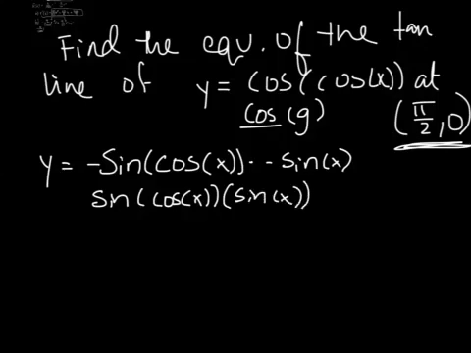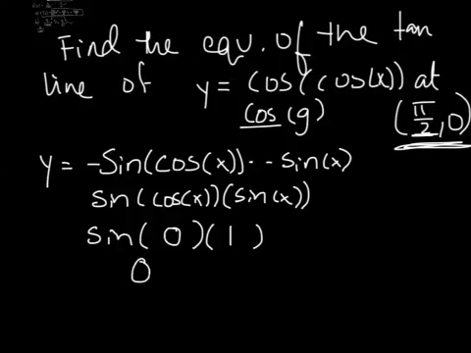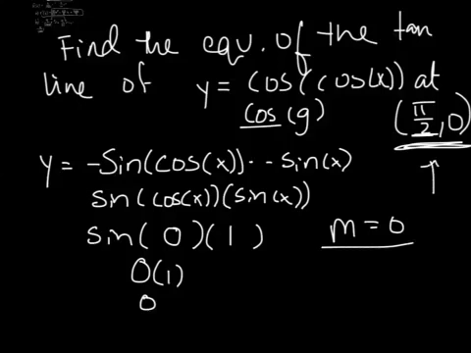Since I am substituting in pi over 2, I would have the sine of, what's the cosine of pi over 2? 0. Multiplied by sine of pi over 2, which is 1. What's the sine of 0? The sine of 0 is 0. So this would be 0 times 1, which is 0. So I have a slope of 0, which means it's a horizontal line. So my equation of my tangent line at pi over 2, 0 would be y equals 0.